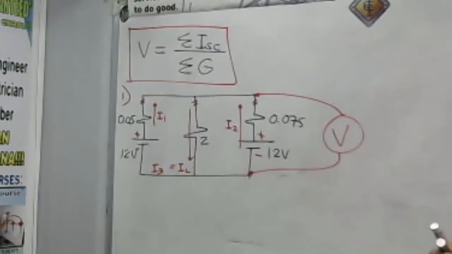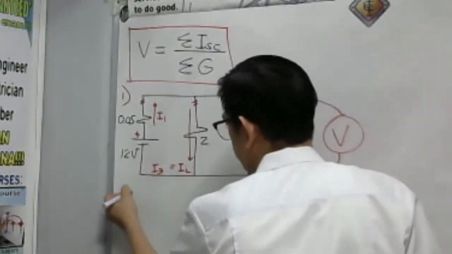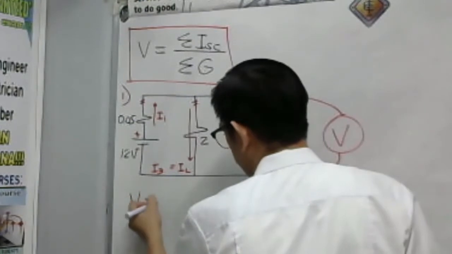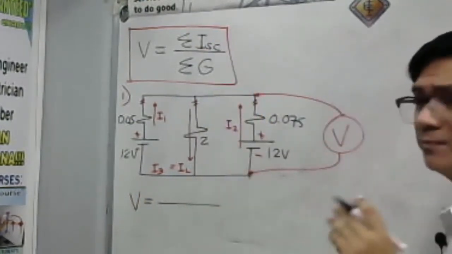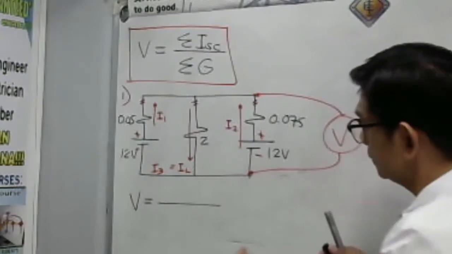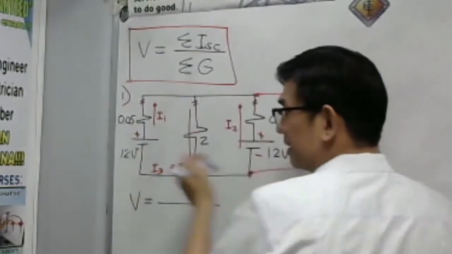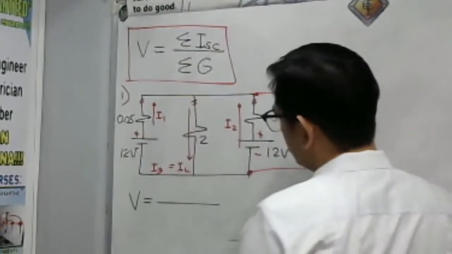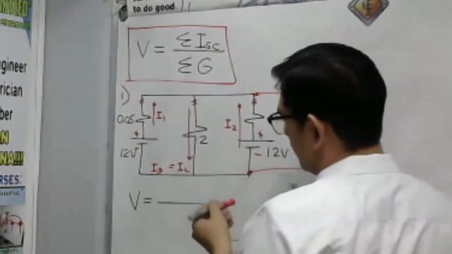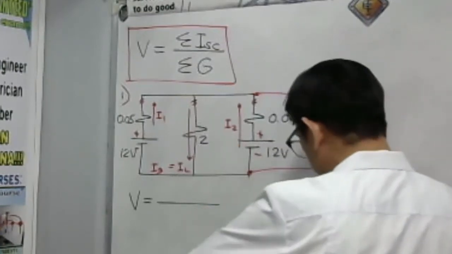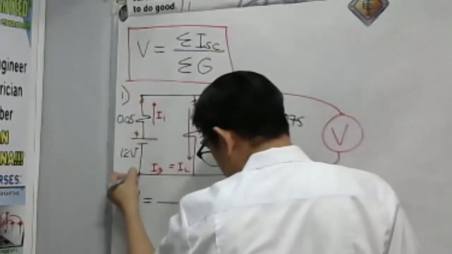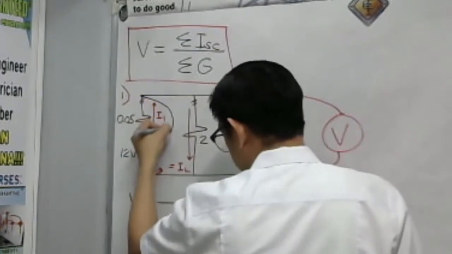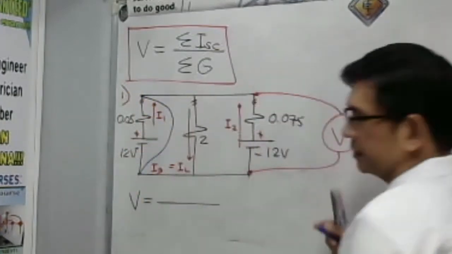Now, let us get our voltage V. What is our voltage V? So that is equal to the summation of short circuit current, which is simply the ratio of the voltage to the resistance of a particular branch, no? But why is it called a short circuit current? It is assumed that there is a short circuiting conductor here. Let's say we have a short circuiting conductor here.